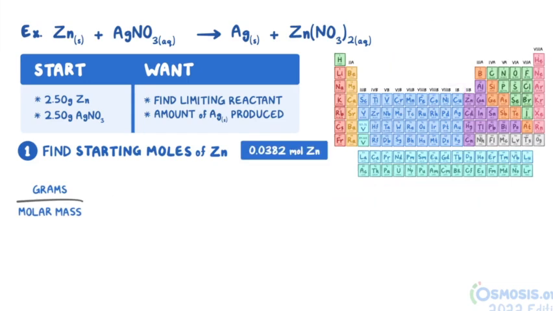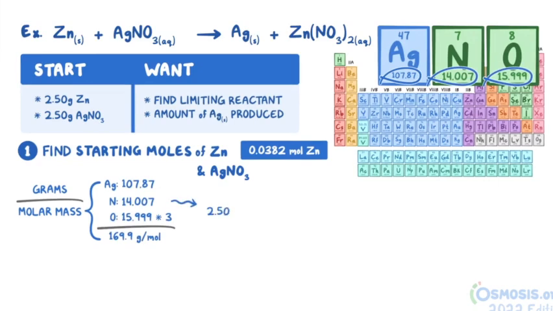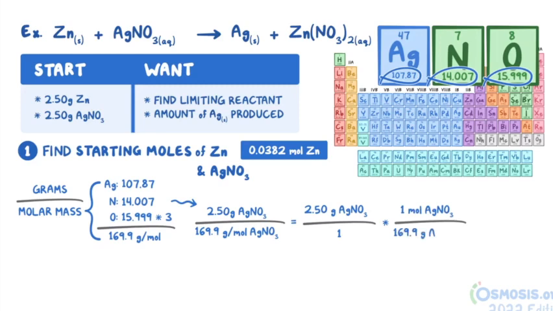Next, we need to find the starting number of moles of silver nitrate. Again, we look it up, adding each element's molar mass together, and the total is 169.9 grams per mole. Using the same method, we see 2.50 grams divided by 169.9 grams per mole gives us 0.0147 moles of silver nitrate.